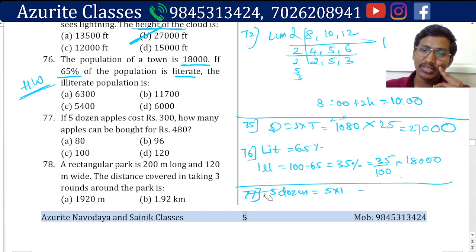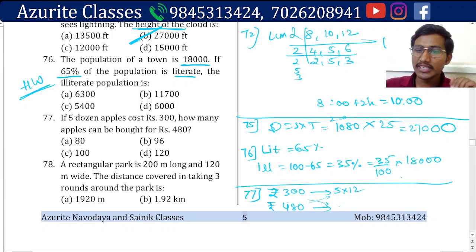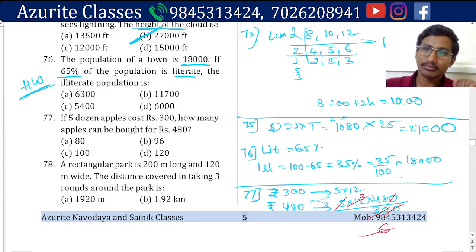I will write it in reverse, because we have to find the apples. For 300 rupees we get 5 twelves, that is 60 apples. So I will take 5 twelves only, and then for 480 rupees, you cross multiply and you will get the answer. That is 5 into 12 into 480 divided by 300. Let us do the cancellation. One zero here, one zero here, cancel. 5 sixes are 30, 6 twos are 12. So 48 twos are how much? 96, right?